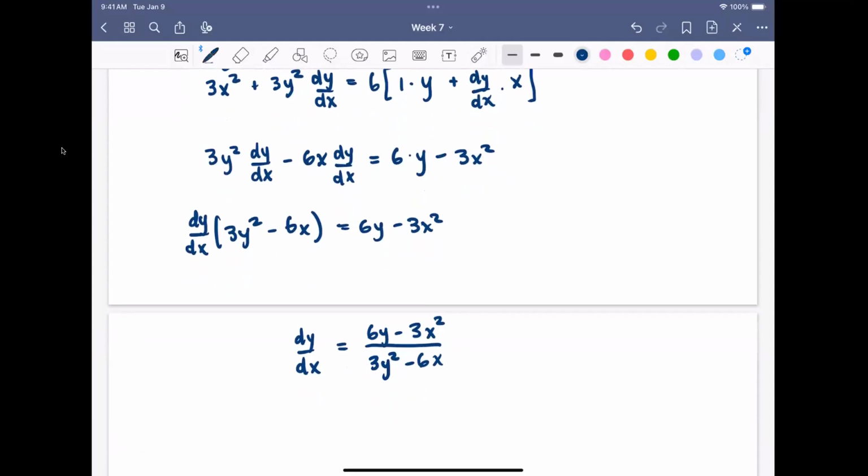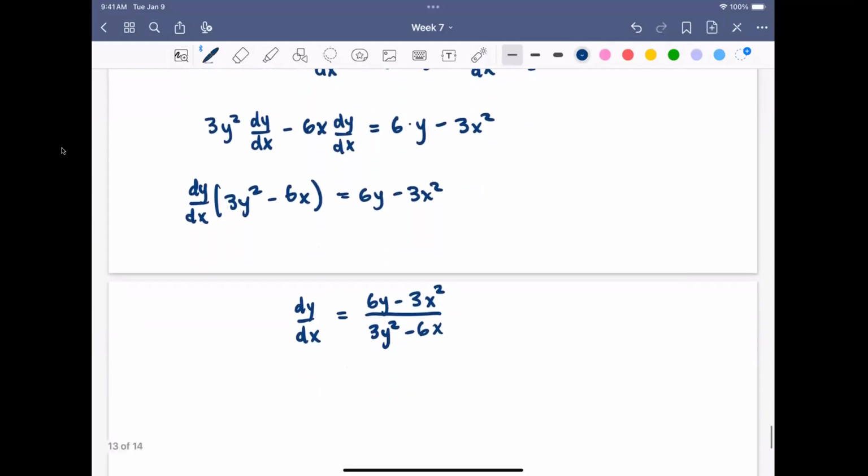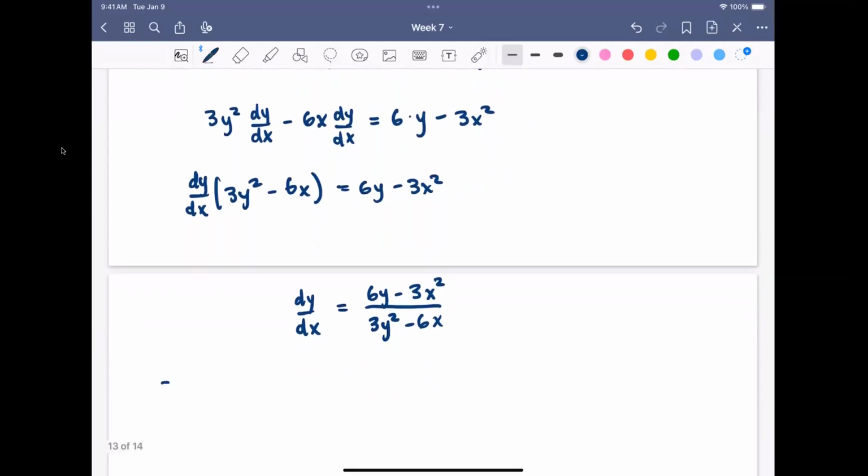Okay, so now we look at the point that we wanted to look at. We want to look at the line through (3, 3) that's tangent to the curve.